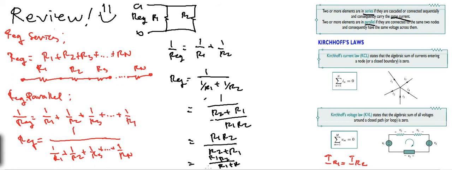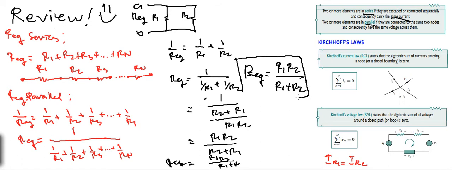So, rewrite natin dito. Ang R equivalent natin na ganito, ito is simply equal to R1 times R2 over R1 plus R2. Itong formula na to pwede mo siyang gamitin only doon sa two parallel na resistor. Now, I hope this will help you to review.